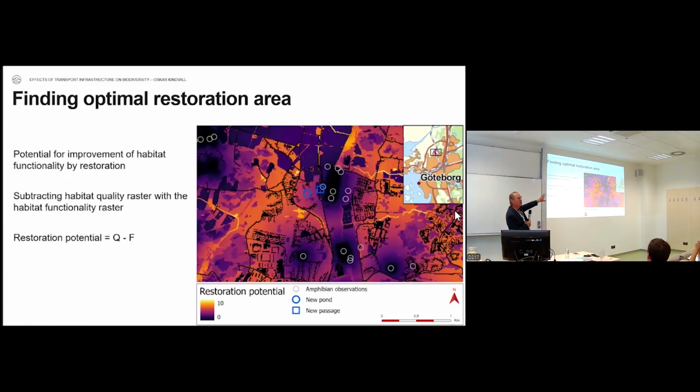This is a map showing where to put restorations. It's a map that you can produce by taking the quality map minus the functionality map. The general places where you can create high functionality by just adding one. In this case, we decided on one there, which is maybe not optimal, but it's a place that we can control because we own the land. I think that is really a method for working with restoration.